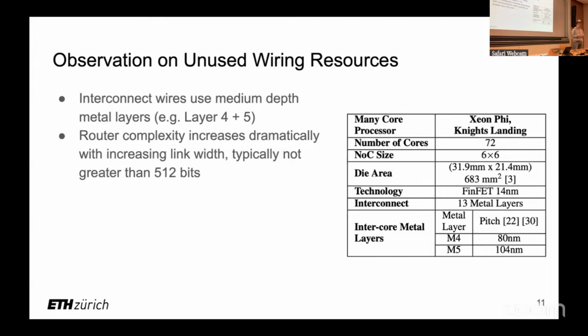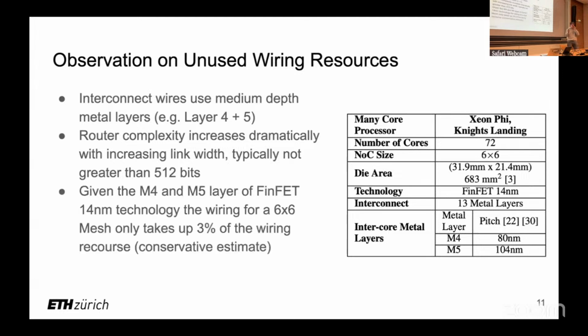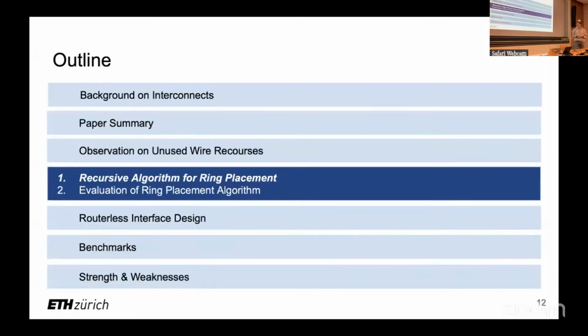And so usually they're kept small. And so they calculate, even with some conservative estimates, that with such a 6x6 mesh router design, you only take up 3% of your available wiring resources. And so basically what they argue is you can actually put more wires into that design. If you go the routerless design, you can actually handle that to be able to route more traffic. And so given that, they see, okay, we can actually place more routers.